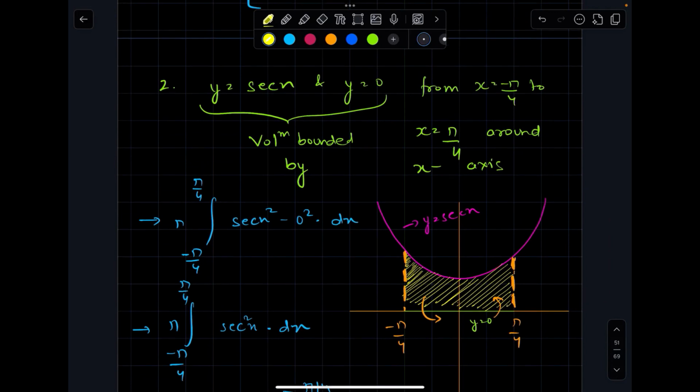So we have another graph here, y equals sec x and the x-axis. Again, we need to find the area bounded by these, and we need to rotate it around the x-axis.